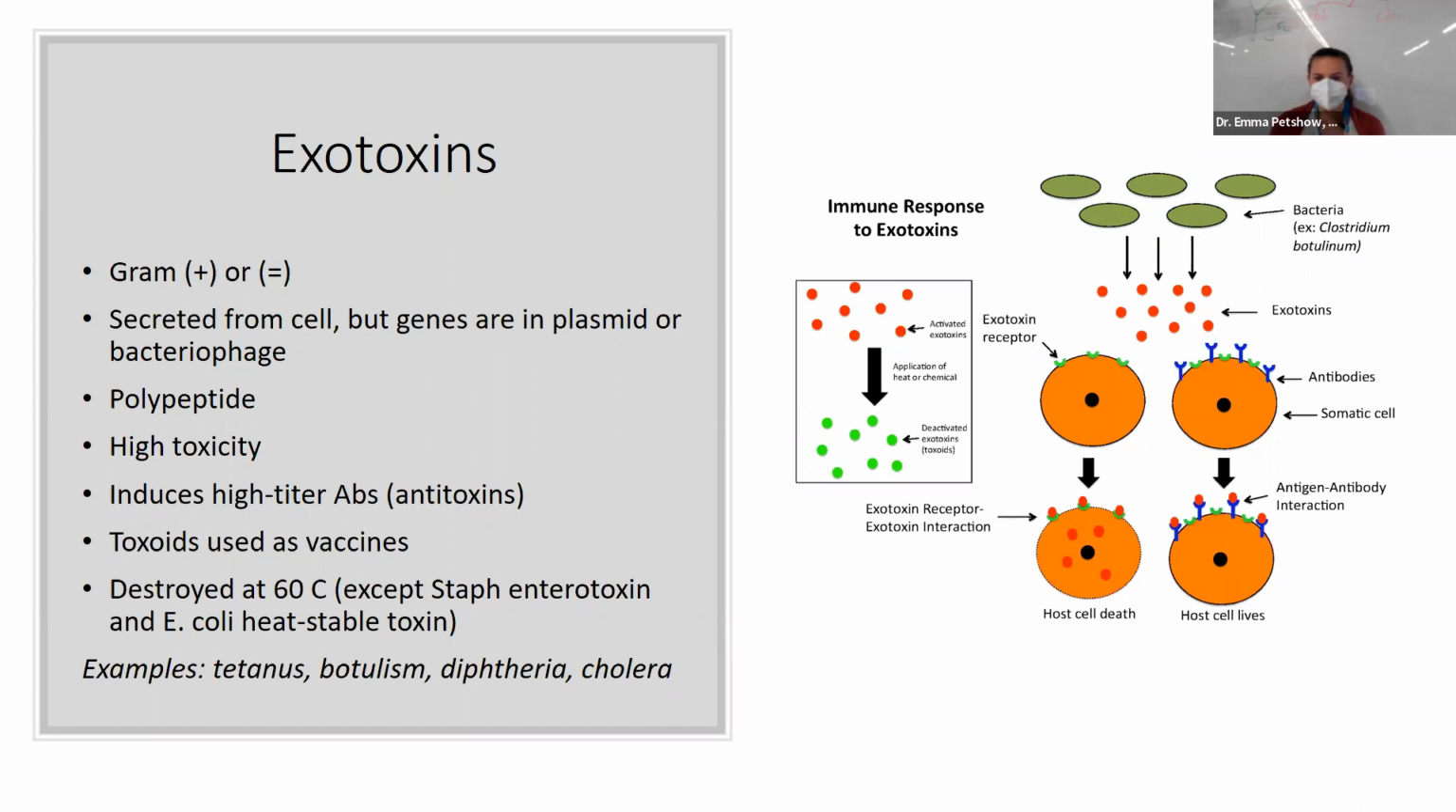And you can see our immune response. Bacteria secrete the exotoxins. We have receptors on our cells. These exotoxins bind here, exotoxin receptor, then we have a reaction. The cell will die. If you have an antibody present, the antigen-antibody interaction will occur instead. So you can have the antibodies that will bind to these exotoxins, and then the exotoxins don't get in the cell, and the cell lives. Which is why if we can create antibodies to these toxoids, if we've seen this condition before and survived it, the next time you get infected, you will be less likely to be affected by an exotoxin because your antibodies will bind to the toxin instead of the cell directly binding, and then the toxin killing off the cell.